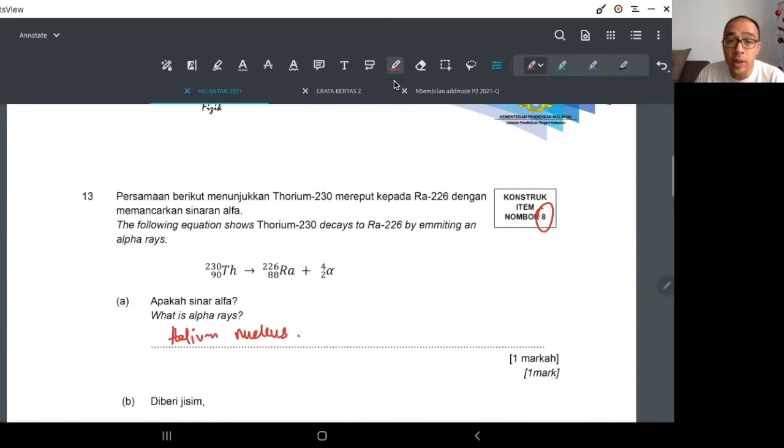Okay, that's it. What is a beta ray? A beta ray is a fast-moving electron. Okay, a gamma ray is an electromagnetic wave. Okay, that's gamma ray. Gamma ray is an electromagnetic wave.